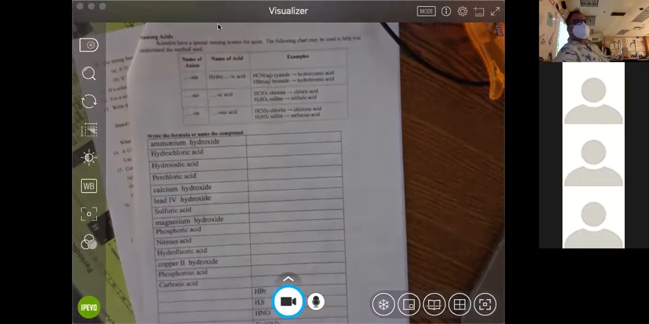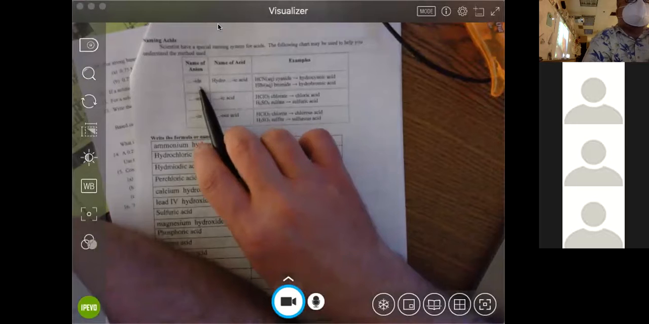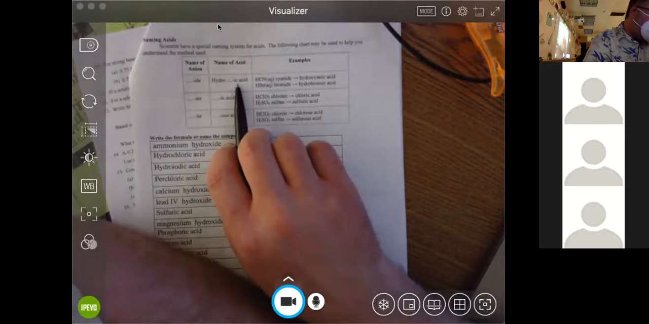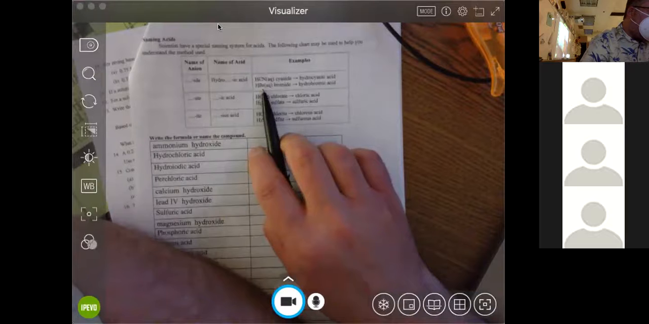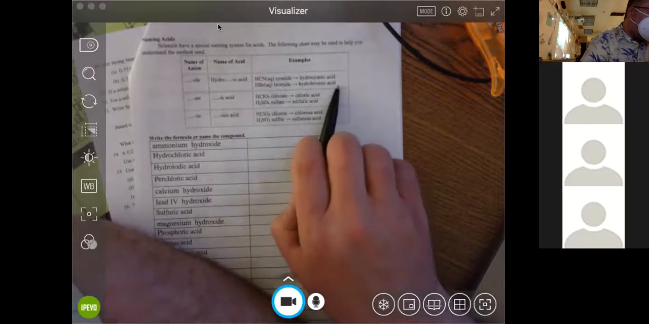Last thing we want to do today is be able to name acids and bases and write out the formulas for them. If the anion ends in -ide, for example fluoride, chloride, bromide, oxide, then we put hydro in front and change the ending to -ic instead of -ide. So here we have Br, which is bromide. We put hydro, brom, and change the ending to -ic: hydrobromic acid.